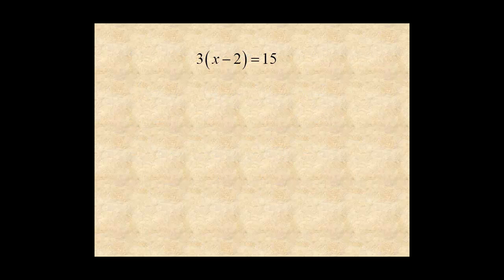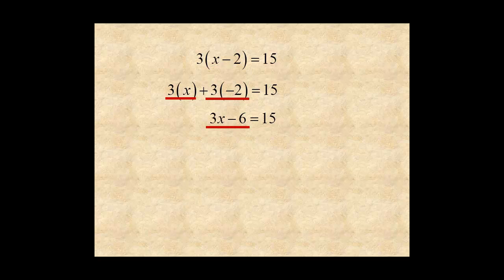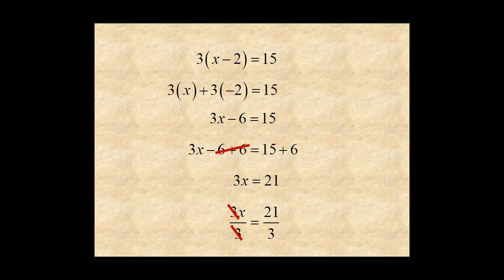Now returning to the equation, the first step is to distribute 3 over x minus 2. This gives 3x plus 3 times negative 2, which is 3x minus 6. Then add 6 to both sides of the equation, and you have 3x equals 21. Then divide both sides by 3 for the solution, x equals 7.